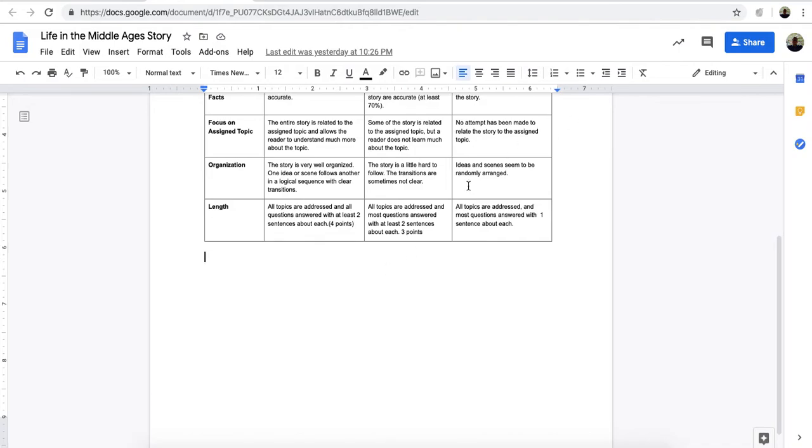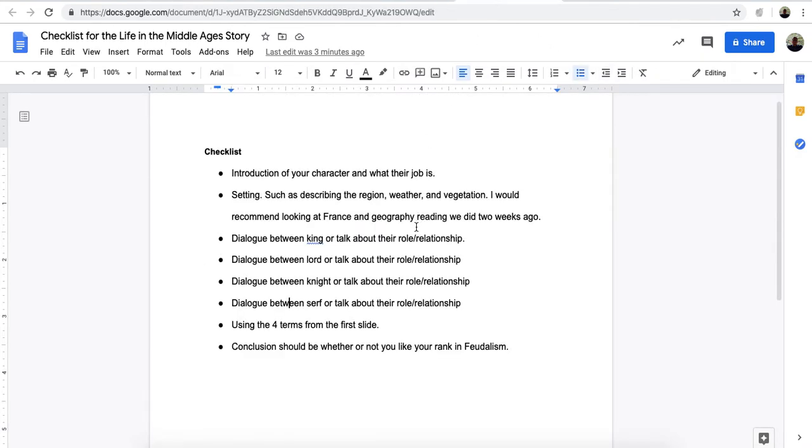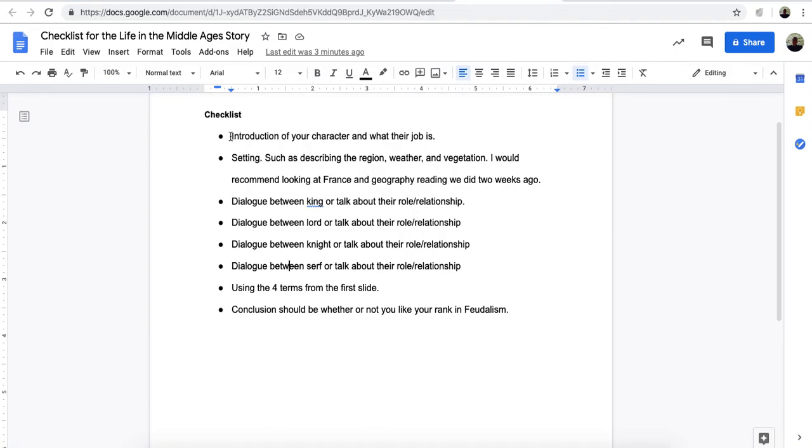Now, I would recommend you do this because it also has a chat feature. It doesn't pop up right now because no one's on the document, but it has a chat feature there. All right. And if you're not able to make it, just tell your group, oh, I'm going to do the introduction and the setting, or I'll do the dialogue between the knight and this and this. All right. But first of all, you have to describe who your character is.